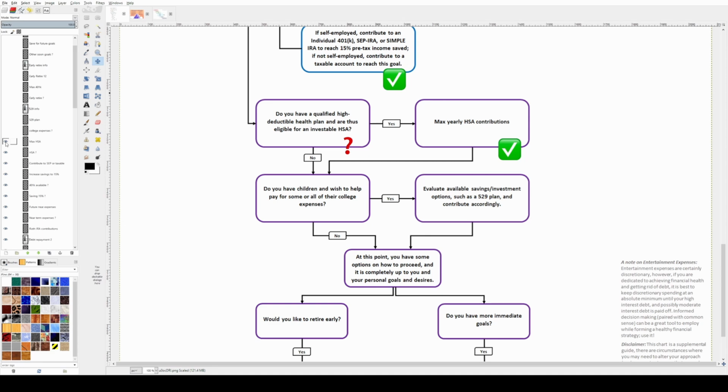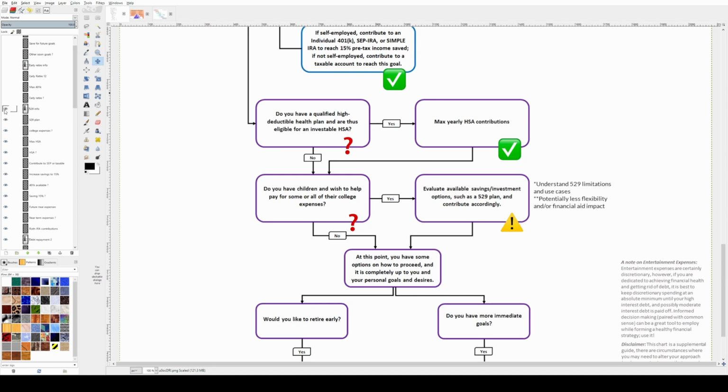And even if in the future you don't have a high deductible health plan, you still keep all the assets within the HSA. You just can't make any new contributions until you're back on a high deductible health plan. The next question in step 6 is asking, do you have children you wish to help pay for some or all of their college expenses? And if the answer is yes, it suggests evaluate available savings and investment options such as a 529 plan and contribute accordingly.